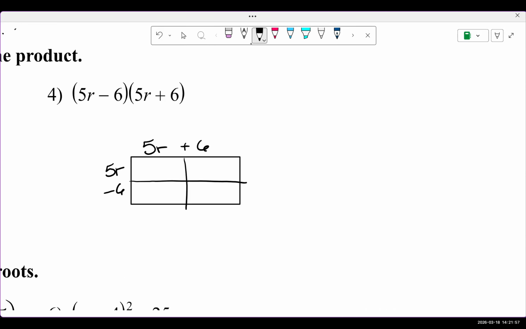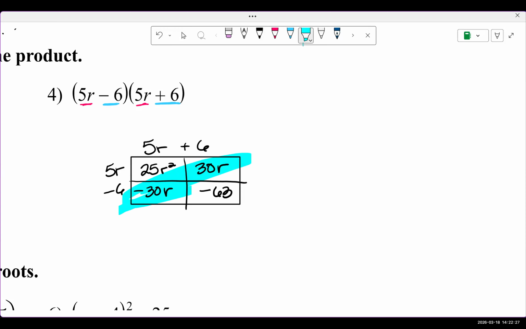Okay, number 4. Now, these are kind of interesting. We have 5r and 5r. Look how those match. Minus 6 and plus 6 match with opposite sign. Let's see how this multiplies out. So we multiply the coefficient, add the exponents. And negative 6 times negative 6 is negative 36.